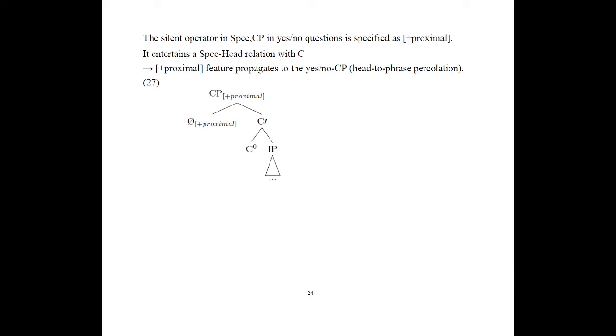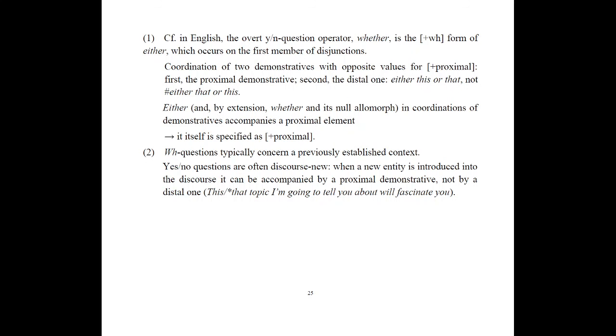Why do I assume that this silent operator in Spec CP is plus proximal? So here we mostly consider data from English, but we assume that by extension, this is also true for Russian. So in English, the overt yes-no question operator, whether, is essentially the wh-form of either, and either occurs on the first member of disjunctions.